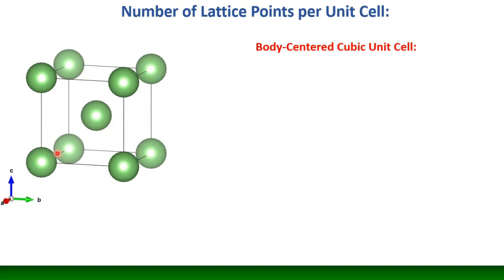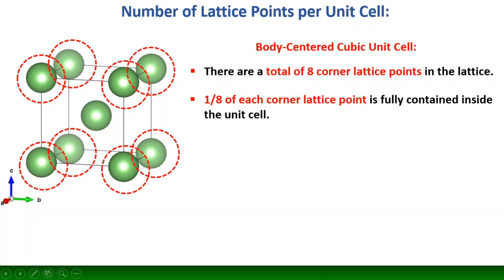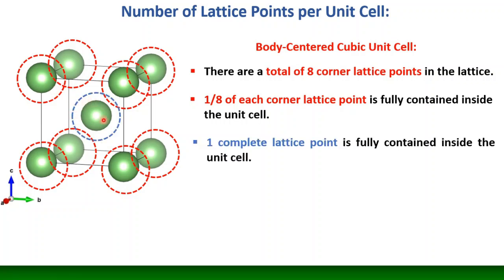Now let's talk about the number of lattice points. As you can see here, the BCC unit cell is made up of 8 corner lattice positions, which are the ones shown on the red dashed line. Basically, for each one of those corner lattice positions that's occupied, only 1/8 of it is contained within the unit cell. So that's how we read that. Besides that, there's also a central lattice position located in the very center of the unit cell.